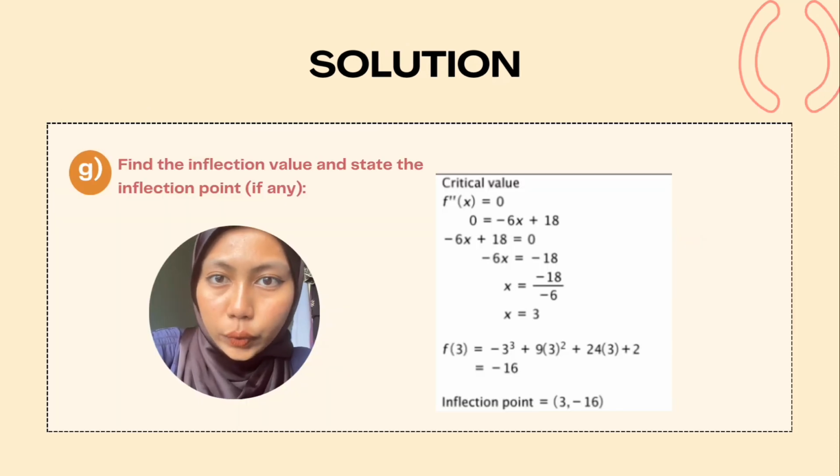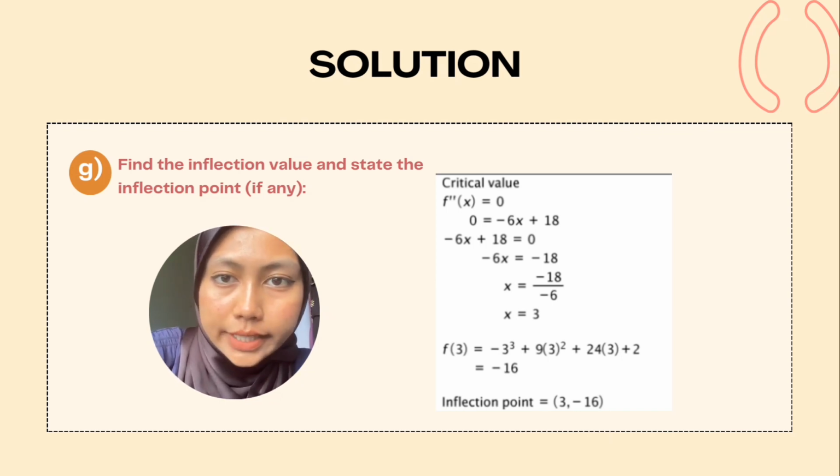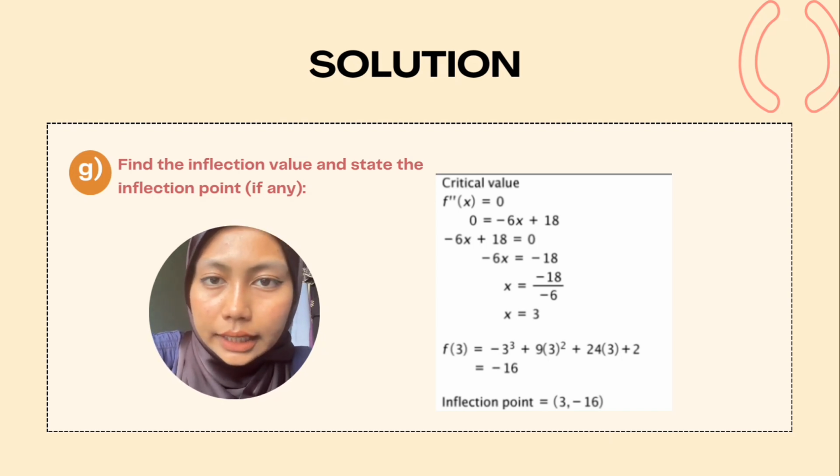Find the inflection value and state the inflection point. The critical value is where f double prime equals 0. We substitute into the equation, which is negative 6x plus 18 equal to 0. Then we solve it and get x equal to 3. Then f(3) equals negative 3 cubed plus 9 times 3 squared minus 24 times 3 plus 2, which equals negative 16. So the inflection point is (3, negative 16).